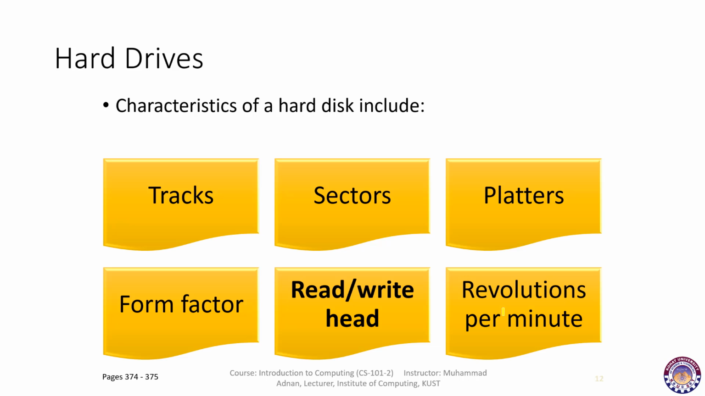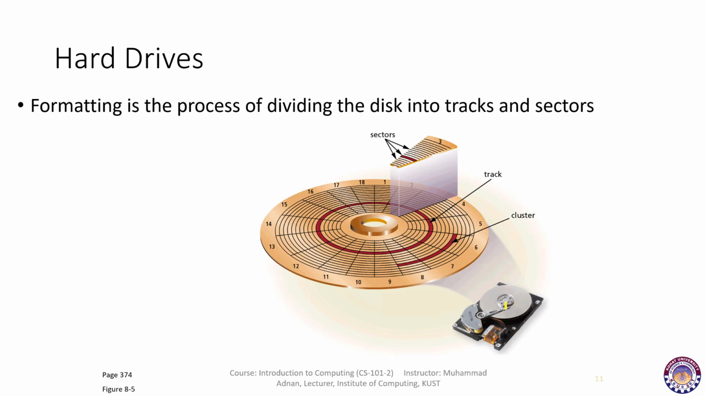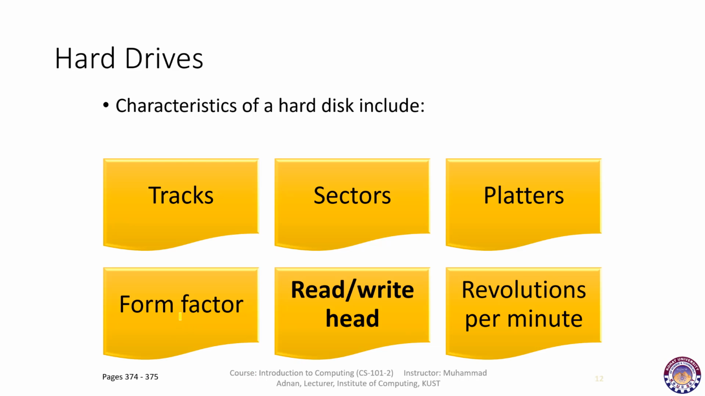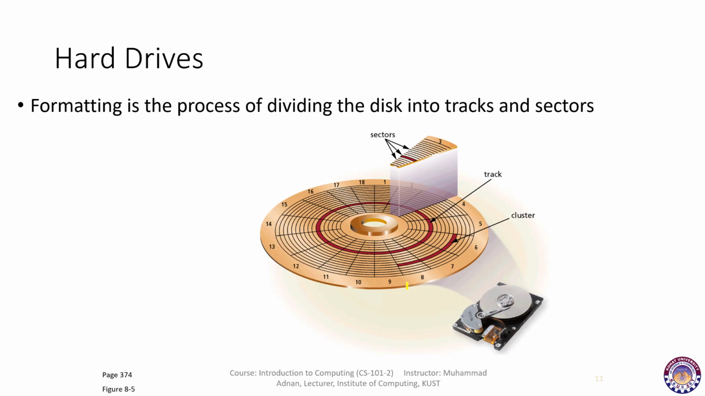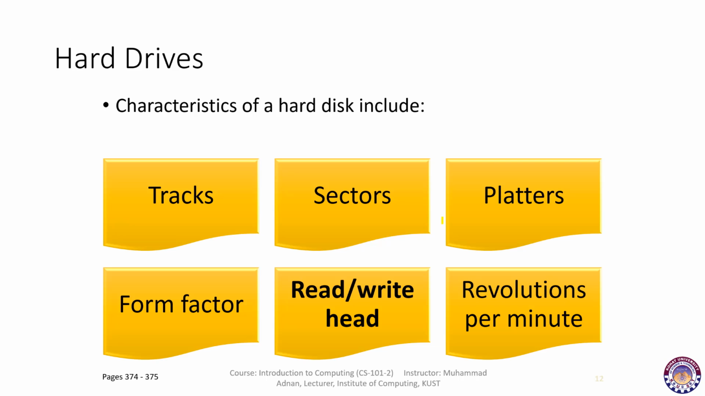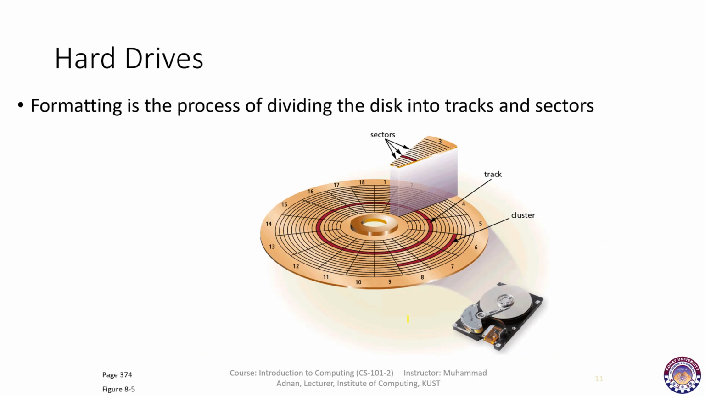The characteristics of a hard disk include the tracks, the sectors, and the platters. You can see these platters over here; these are the plates. Also the form factor, how they are formed, the read-write head, and revolutions per minute. This covers how the sectors, tracks, and clusters are formed, and revolutions per minute, meaning how many times the platter revolves in 1 minute. And of course we have the read-write head, which you can see over here.